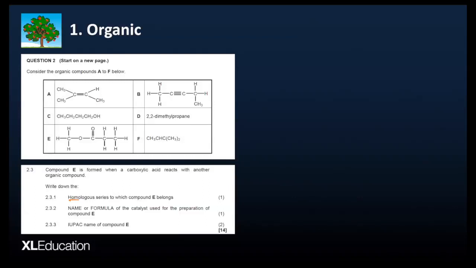2.3.1, homologous series, that is identifying the family to which compound E belongs. This is compound E. If you know your functional groups, you should know that we have carboxylic acids, alcohols, aldehydes, alkenes, alkanes, and alkynes, right? But this one is an ester.